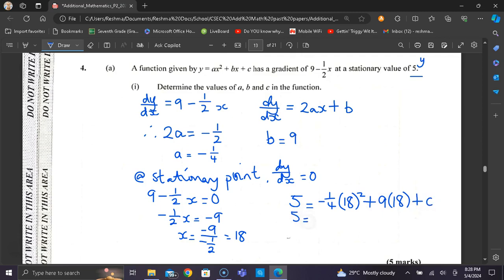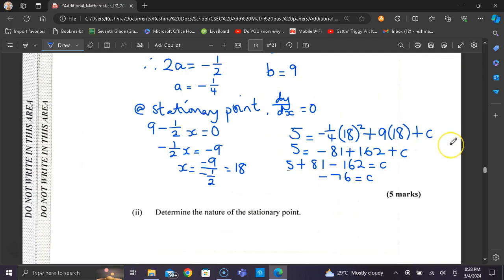Okay, so using our calculator, negative a quarter by 18 squared will be negative 81, and 9 by 18 is 162. So to find c, it will be 5 plus 81 minus 162, and therefore we get c is negative 76. Alright, so that's for 5 marks. We found a is negative a quarter, b is 9, and c is negative 76.